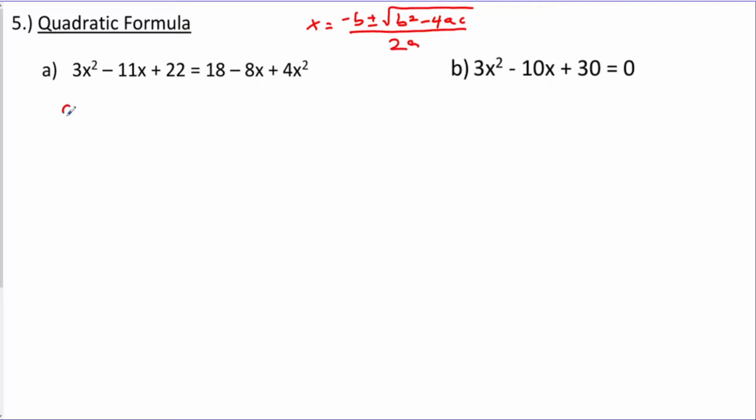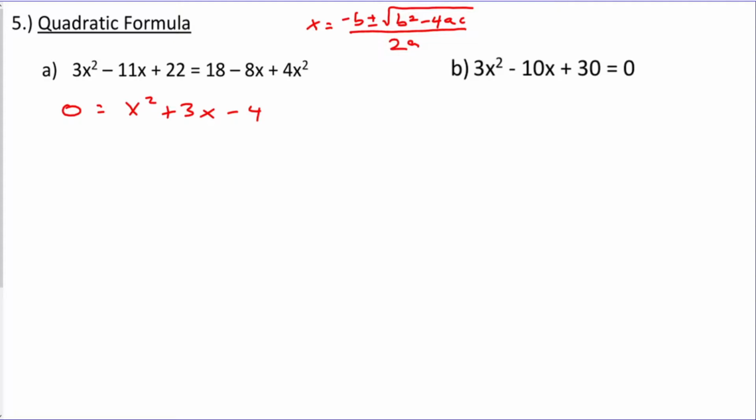So it's going to be 0 on the right. If I subtract the 3x squared, I'm going to get 1x squared. If I add the 11 over, I'm going to get positive 3x. And then if I subtract the 22 over, I'm going to get negative 4. So this is the expression that I would like to plug into the quadratic formula.